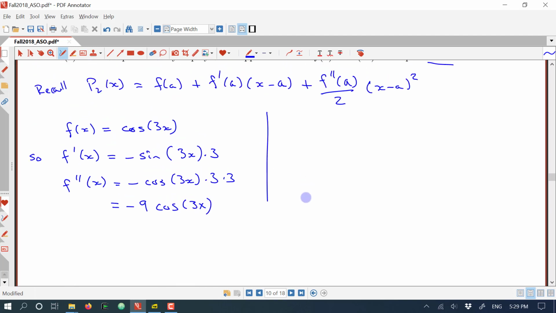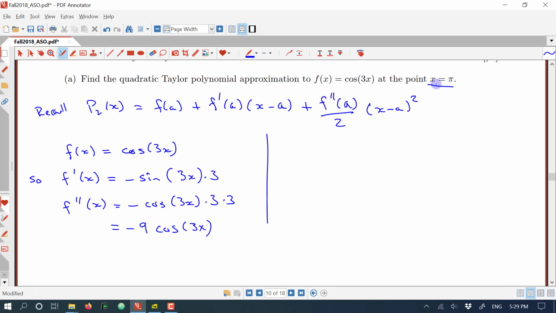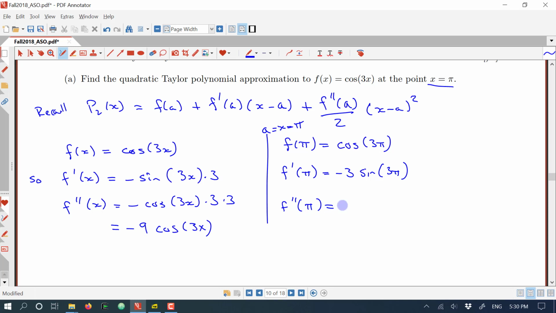And then we evaluate that at the point we were asked for, which is x equals pi. And so we're going to get f of pi is cos of 3 pi. We're going to get f prime of pi is negative 3 sine of 3 pi, there's the 3. And the second derivative at pi is going to be negative 9 cos of 3 pi.